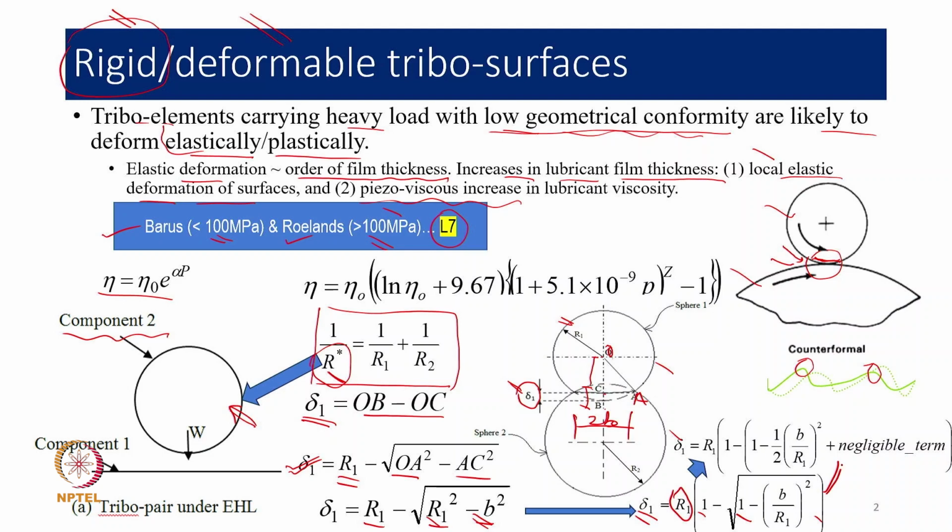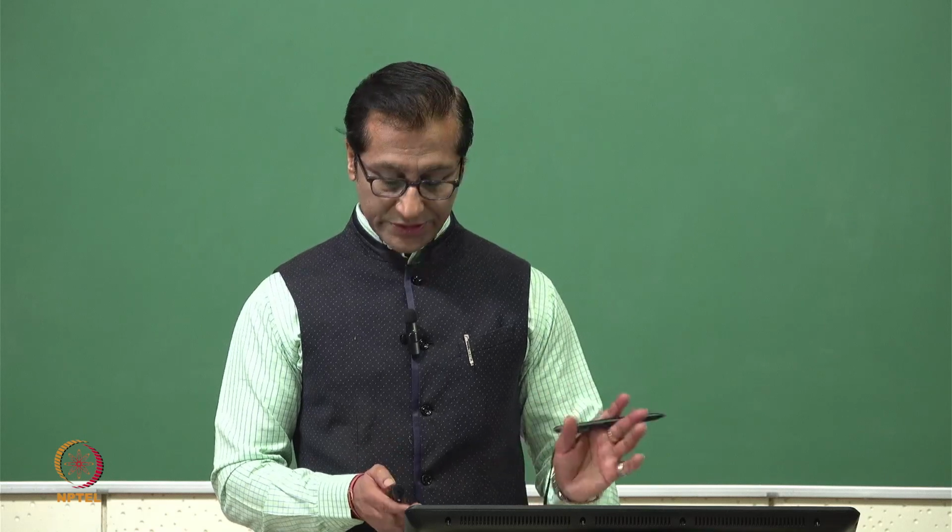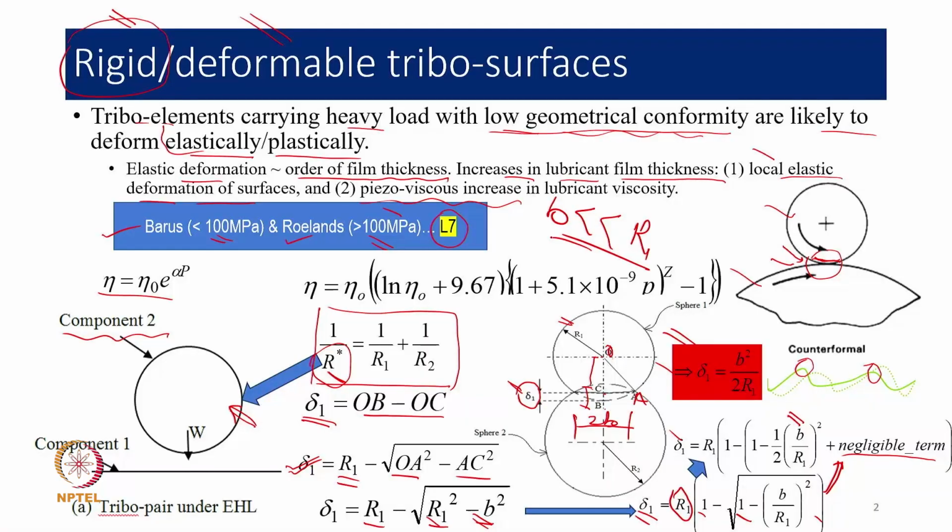We can do a Taylor series expansion, and then we assume here that b is very negligible compared to R1. In that situation, this expression can be simplified to something like this: delta 1 is equal to b square divided by 2 R1. The assumption is there, that b is far lesser than R1. It can be 0.1%, it can be 0.2%, something like that. If that doesn't happen, then this theory will be invalid. So this is very important to consider. The b is far lesser than R1. In that situation, delta 1 can be given as b square by 2 R1.